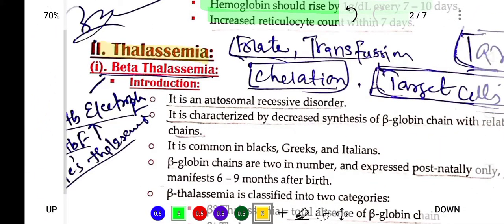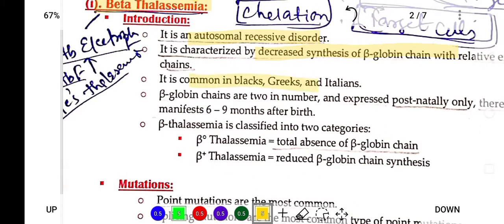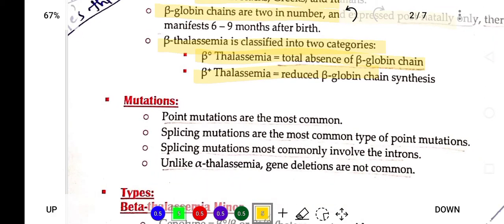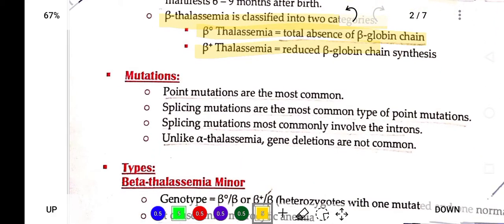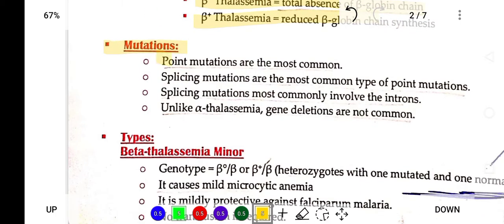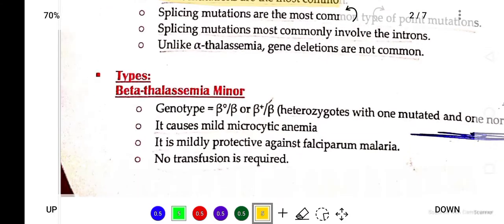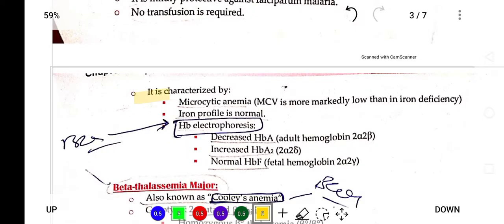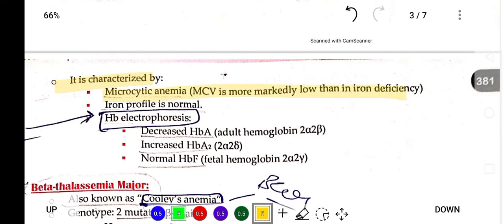Another anemia is thalassemia. It is also a microcytic anemia. Beta thalassemia is an autosomal recessive disorder characterized by decreased synthesis of the beta globin chain, and it is common in black and Greek and Italian people. Beta chains are two in number, and beta thalassemia is classified into two categories: beta thalassemia 0 and beta thalassemia positive. Point mutation is the most common cause in beta thalassemia, and the types are beta thalassemia major and beta thalassemia minor.